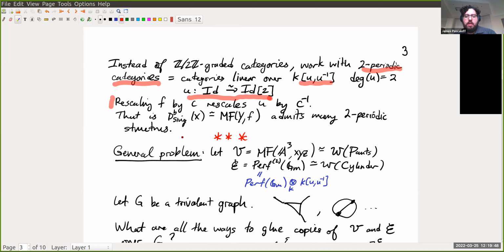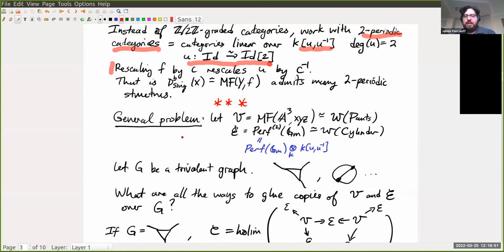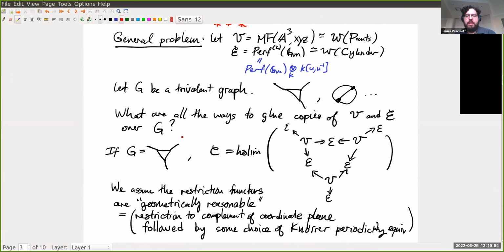All right. So here I want to set up the general problem. What am I going to try to do here? I'm going to consider these two categories. These are the local categories in that pants gluing picture. One category is this V, I'll call it V for vertex. It's the category that lives at the vertex of the graph. It's MF of A3 with XYZ, the mirror of the pair of pants, or you could say it's the Fukaya category of the pair of pants. And then there's this category associated to the edge, which is the Fukaya category of the cylinder. But I really want it to be this two periodic version.